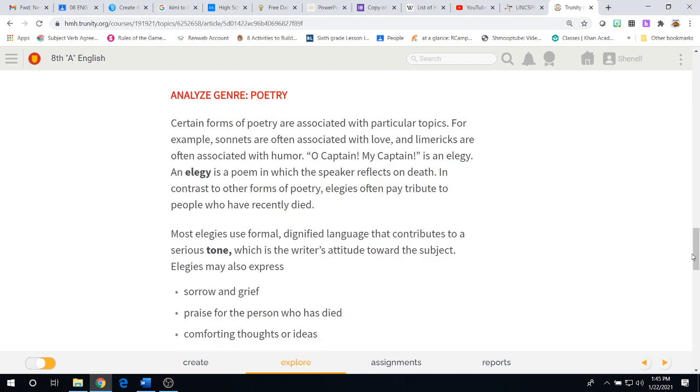Now, another thing we have to talk about is how to analyze poetry itself. Certain forms of poetry are associated with particular topics. For example, sonnets are often associated with love, and limericks are often associated with humor. Oh Captain, My Captain is an elegy. An elegy is a poem in which the speaker reflects on death. In contrast to other forms of poetry, elegies often pay tribute to people who have recently died.